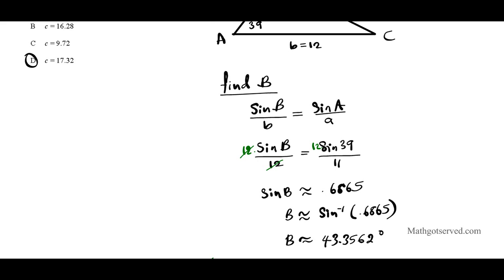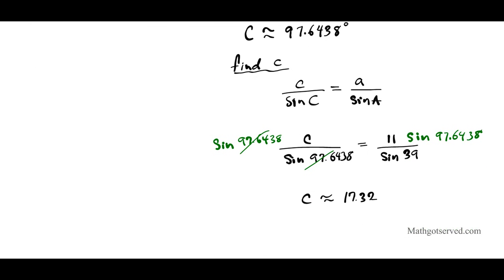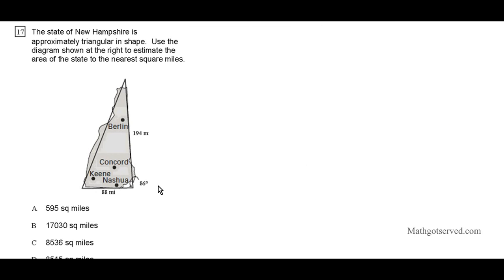Okay. Now let's move on to the next question. Last one for this section. Question 17. In this scenario, it says this is an approximation of the area covered by New Hampshire using a triangle. So it says the state of New Hampshire is approximately triangular in shape. Use the diagram shown at the right to estimate the area to the nearest square mile.